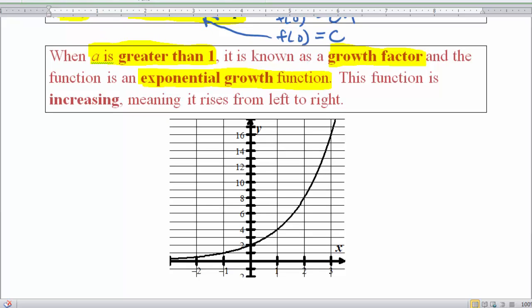So right here, I give you the graph of an exponential growth function, okay? Because you can see it's increasing as we go from left to right, and it passes through the point (0, 2). So (0, 2) is going to be your y-intercept, and then the next point on here is (1, 4), and then the next point on there is (2, 8).